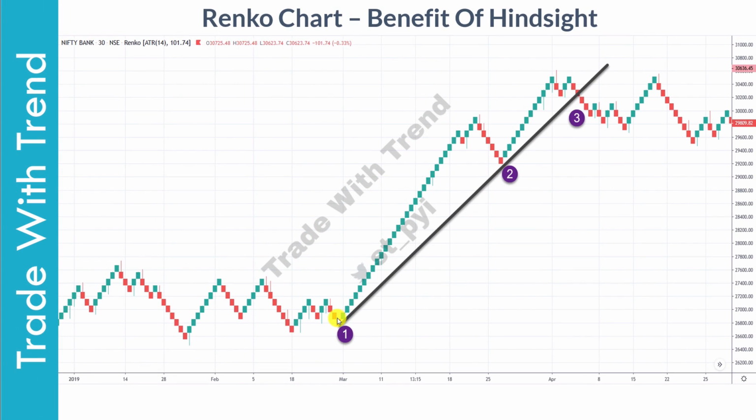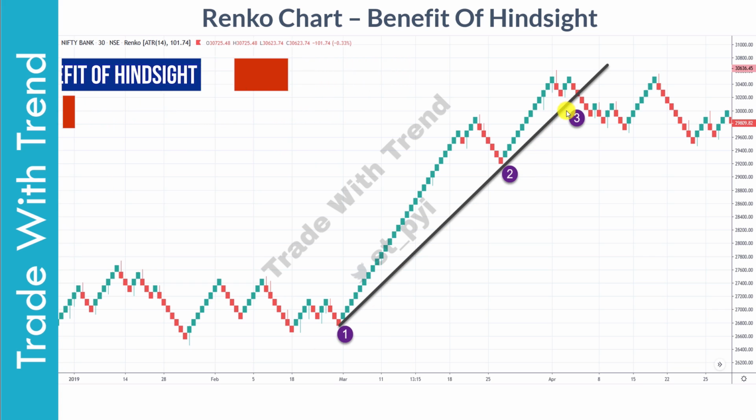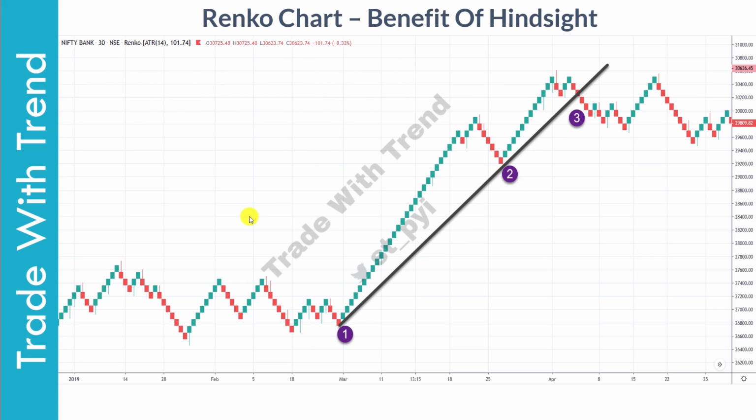And this is something that has to be addressed, because this will lead to a lot of false signals, and eventually you will start losing faith in Renko charts, because as your losses start to pile up, that is when you will start to doubt this method. So the trend line method is the first method through which you can identify support and resistance levels.